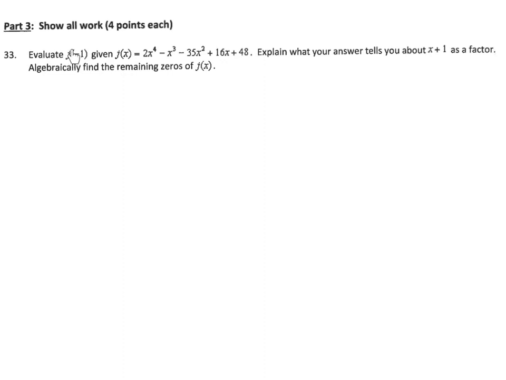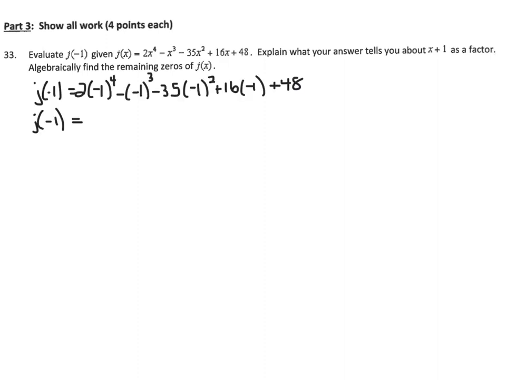Okay, number 33 asks us to do a few things, but the first thing they want us to do is to evaluate j of -1. So all they want us to do is just replace all of these x's with -1s in parentheses, and then just evaluate, figure out what it's equal to. Okay, so I just replaced all of these x's with -1s, and to be honest, I think your best bet is to just use your calculator to determine what this is all equal to.